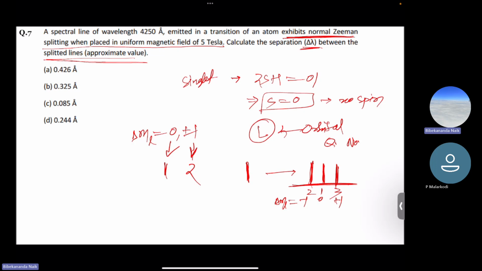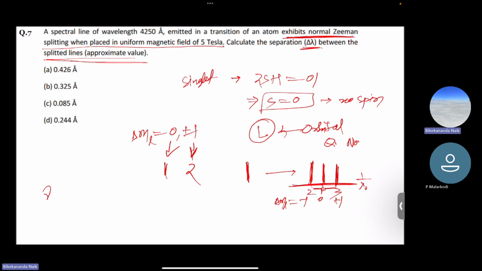So we will solve this problem according to the concepts of the normal Zeeman effect. In the normal Zeeman effect, there is splitting. Suppose this is on the wave number scale, or 1 by lambda 0. Then it is lambda 0, plus delta lambda 0, and minus delta lambda 0.